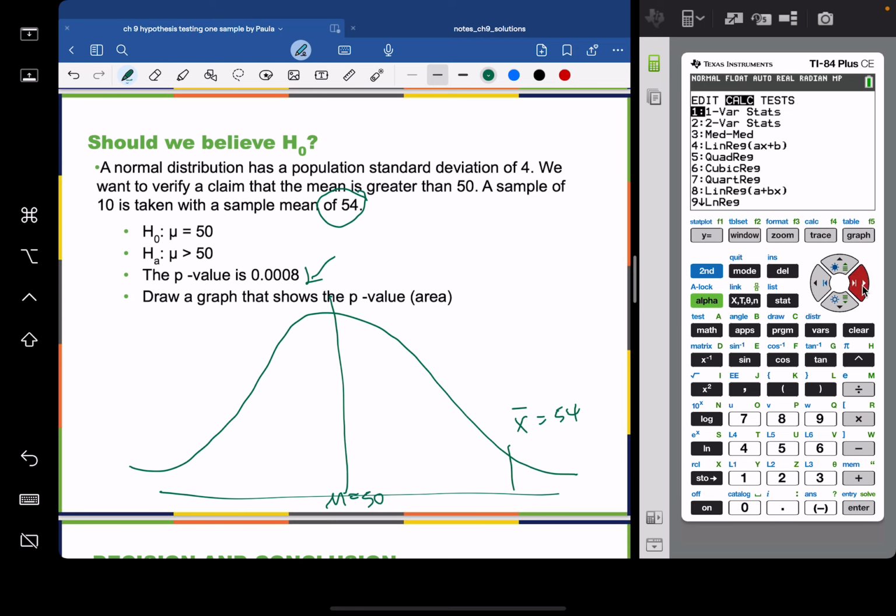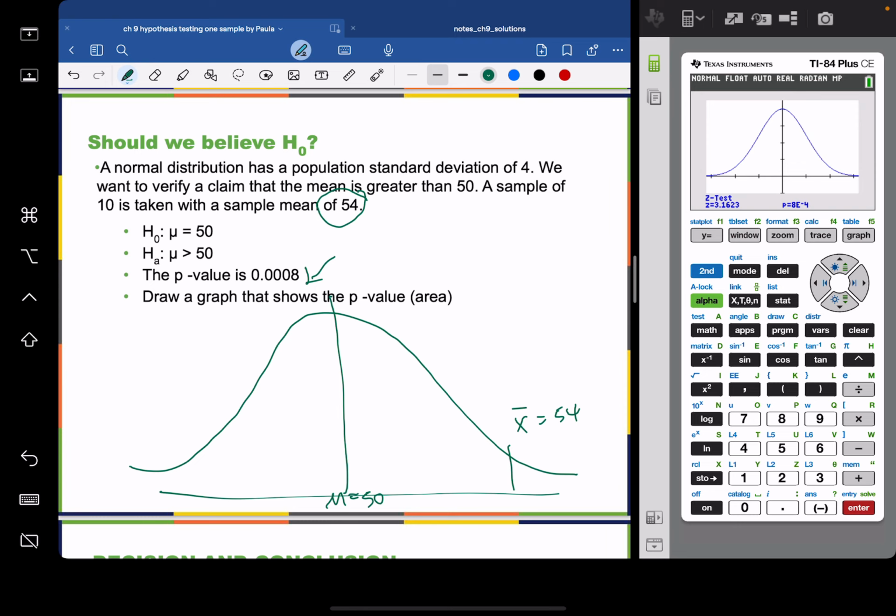Stat tests, z-test, mu is 50, sigma is 4, and I don't have to put in 4 over root 10. This test asks me for the sample size, so all I have to put in is the x bar, and then everything else stays the same, and I'm going to have it draw the picture again for me. And notice that this time, there's your 8e negative 4 for the area P.